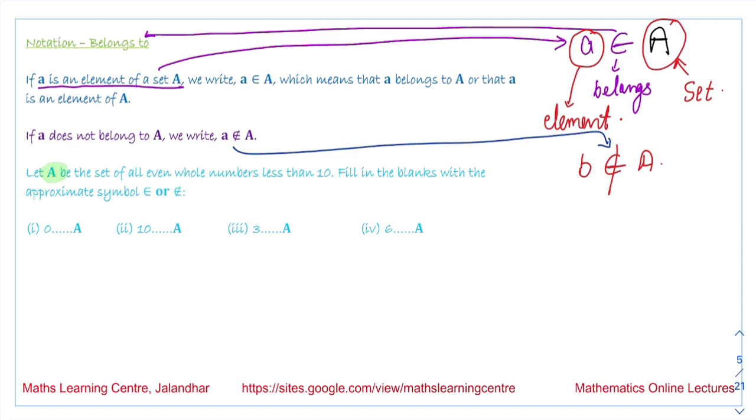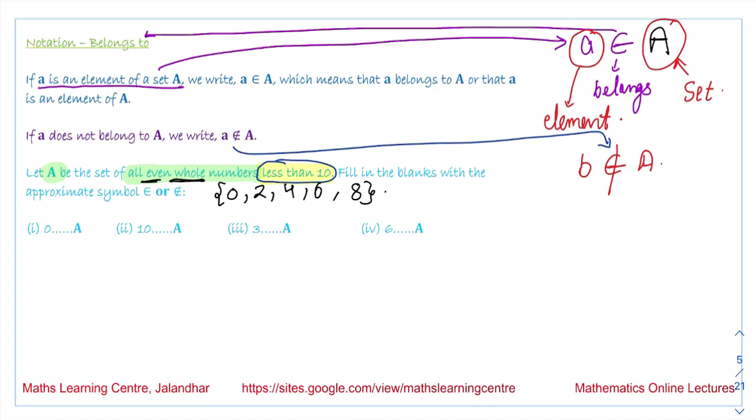the set of all even whole numbers less than 10. So even whole numbers less than 10 means we are talking about whole numbers. Whole number starts from 0. So we are saying it is 0. Then we are talking about even numbers. It is 2, 4, 6, 8. This term is important over here that we are talking about less than 10. If it were less than or equal to, then 10 would be there, but it is less than, so it is up to 8.